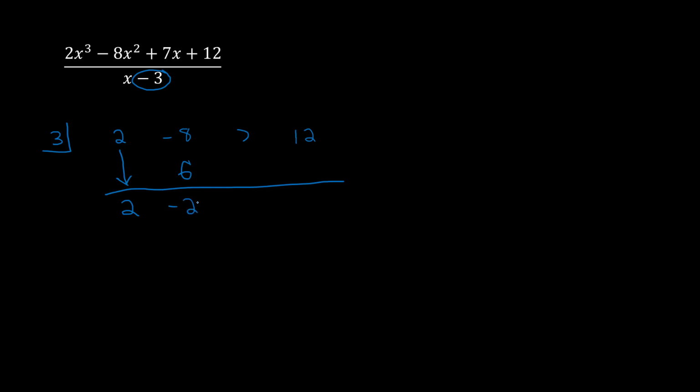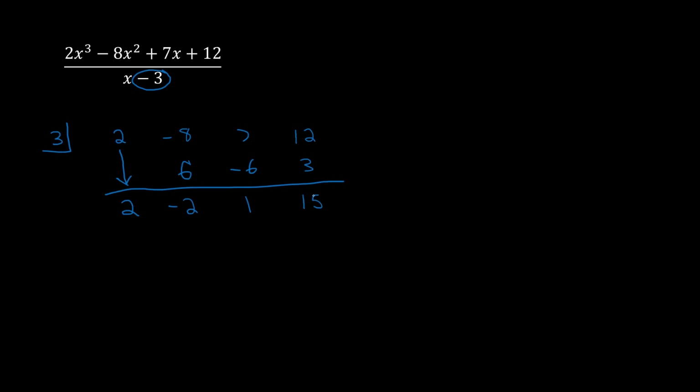And then we keep repeating until we get to the end. We take 3 times this number down here now, so 3 times negative 2 to get negative 6, and then you add again, 7 plus a negative 6 to get a 1. Repeat again, 3 times the 1 to get 3, then you add 12 plus 3 to get 15. So we're already done, basically, with the problem.